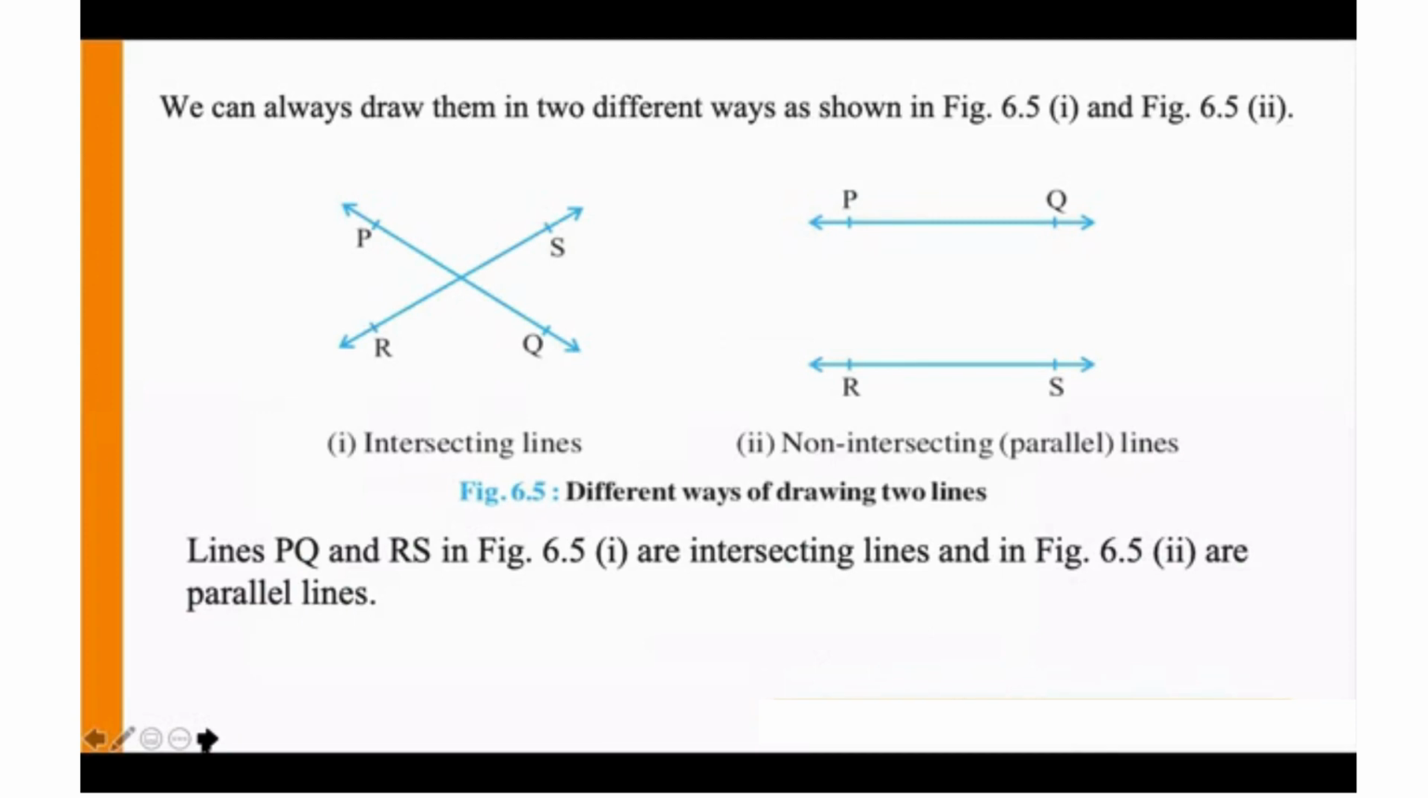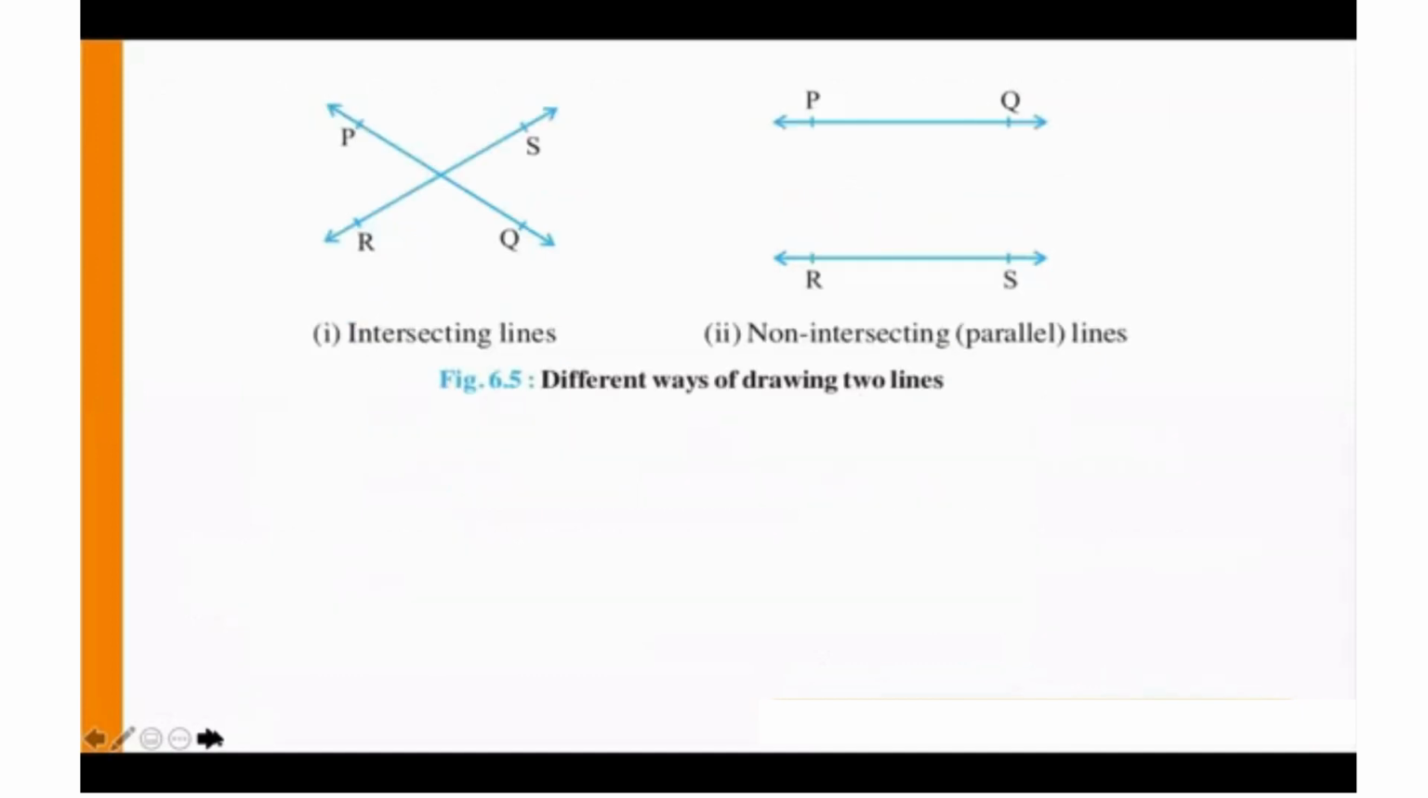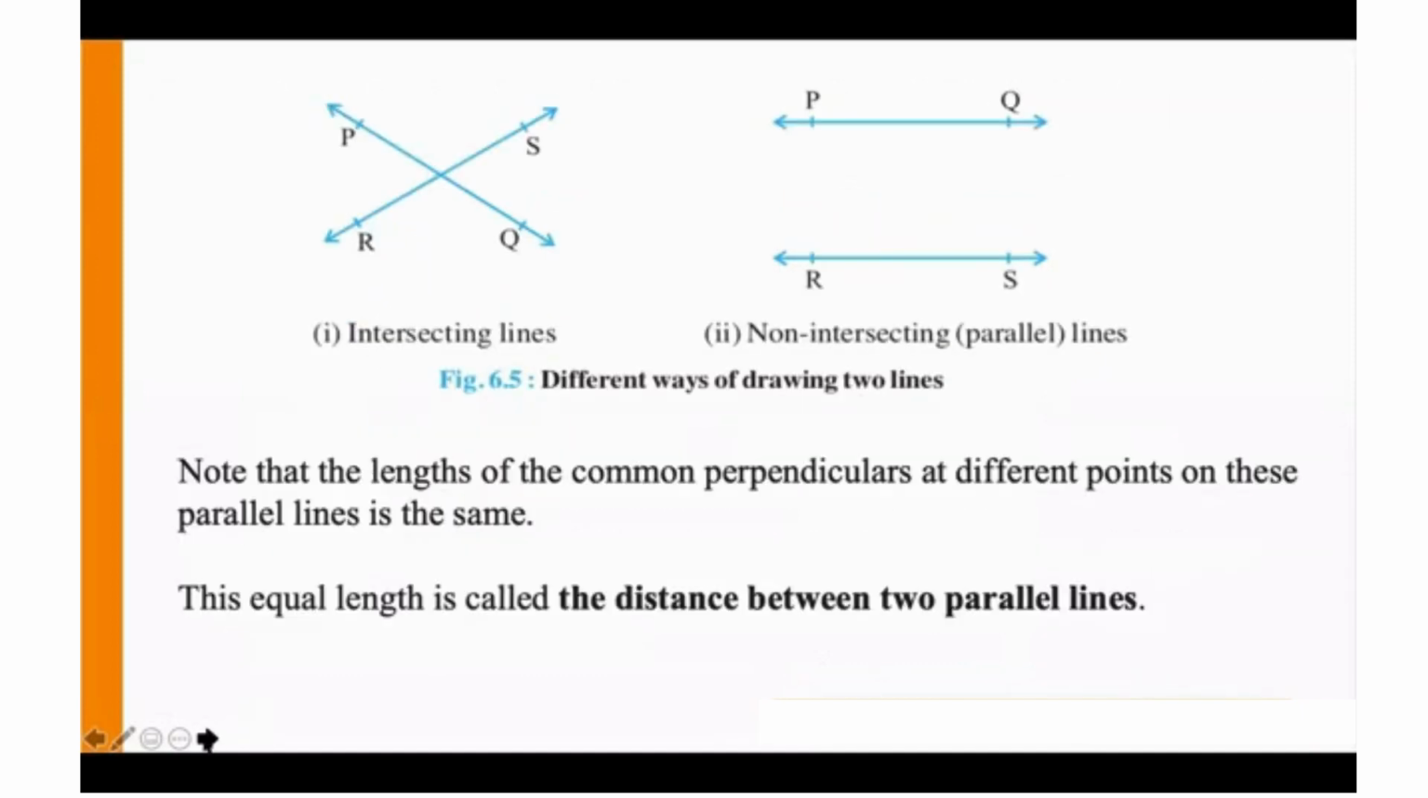Lines PQ and RS in the first figure are called intersecting lines, and in the second figure they are called parallel lines or non-intersecting lines. Note that the length of the common perpendiculars at different points on these parallel lines is the same.